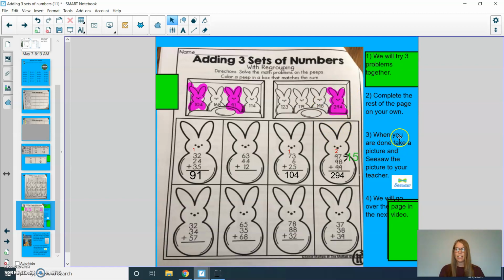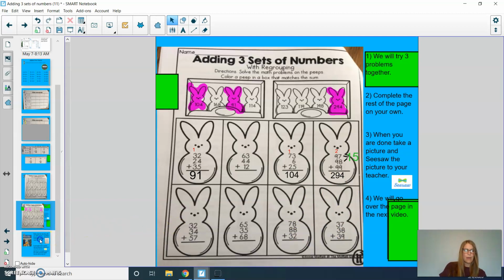So again, what I would like you to do is I would like you to finish the remaining 5 problems. And then once you're done, take a picture, send that picture to your classroom teacher on Seesaw, and we will go over this page in our next video.